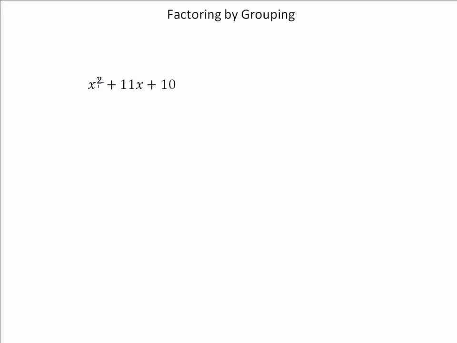There's nothing, well, the highest value I can pull out of all these is a positive 1, which doesn't do me any good. So these two are both divisible by x, but that one's not. And 11 and 10 don't have any common factors other than 1. So we can't pull anything out.